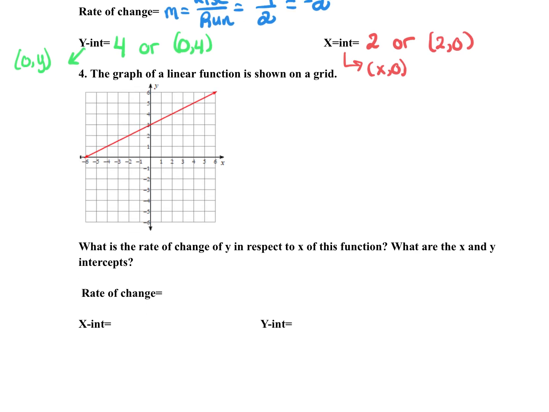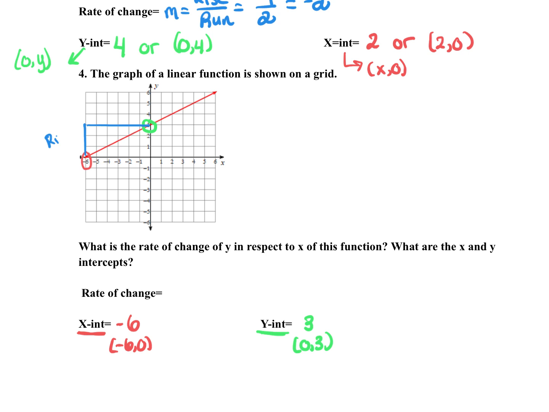Number 4 is the same idea. So I'm going to do my x-intercept in red, my y-intercept in green. So my x-intercept is over here at -6 or -6 comma 0. My y-intercept is right here at 3 or at 0 comma 3. And then I can count my slope, my rise over my run. So draw your triangle like this.